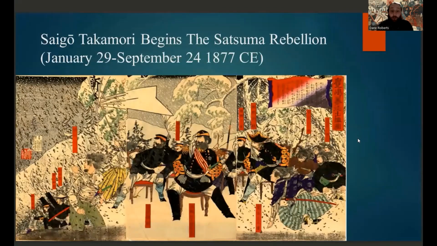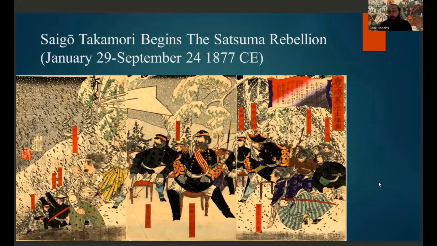So in response to this, Saigo Takamori would take up the sword again and would gather his forces in Satsuma and would begin the Satsuma Rebellion, which lasted almost a year. It lasted from January 29th to September 24th, 1877 CE. And here is Saigo Takamori. Now, it is important to note that they did not rely only on swords, they were still a modern army.